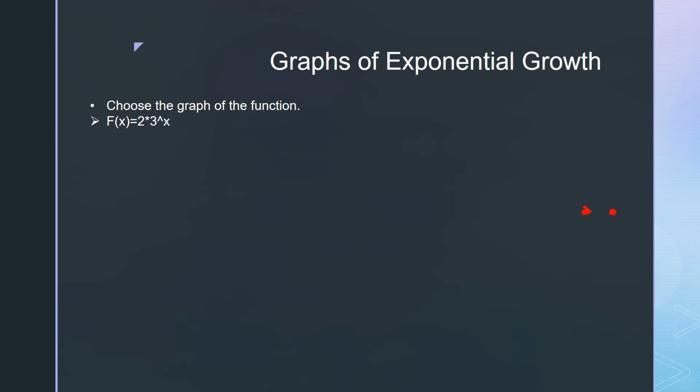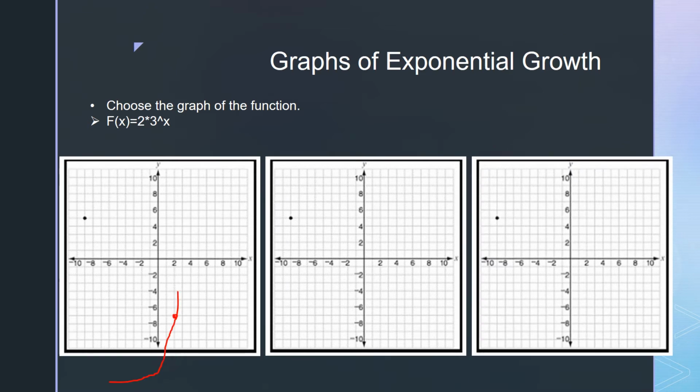So our first example here is: choose the graph of the function f of x equals 2 times 3 to the power of x. We have our three given graphs, which are already plotted. I like to think about two things. What happens when x is equal to 0? What I mean by that is that f of 0 is going to equal 2 times 3 to the power of 0.